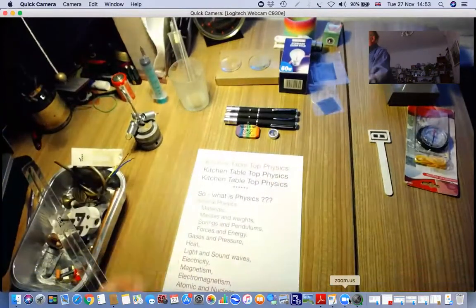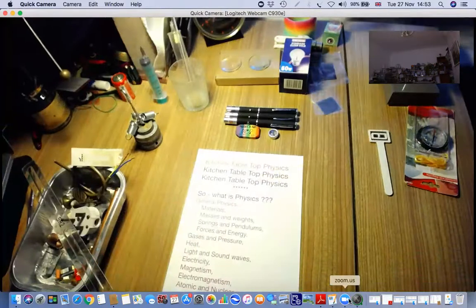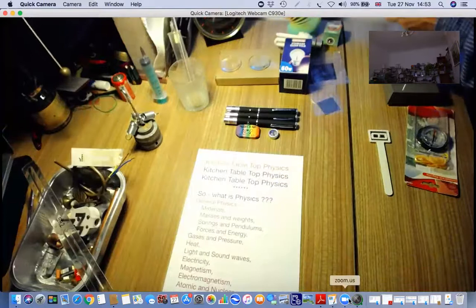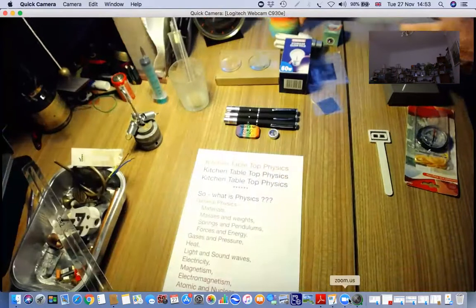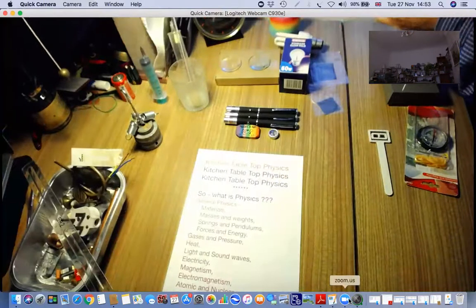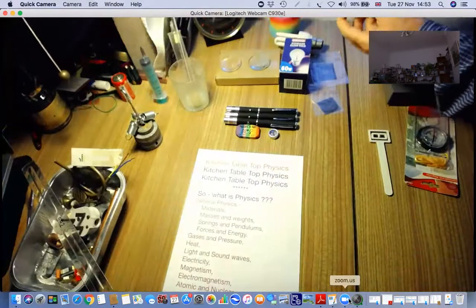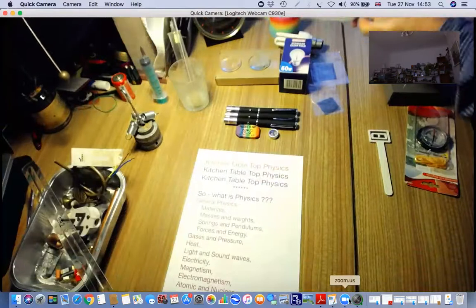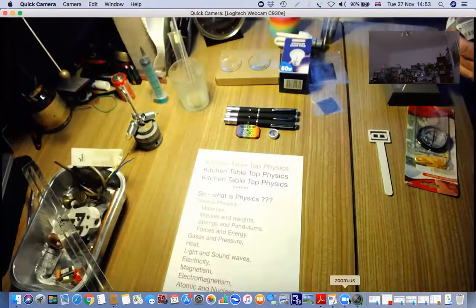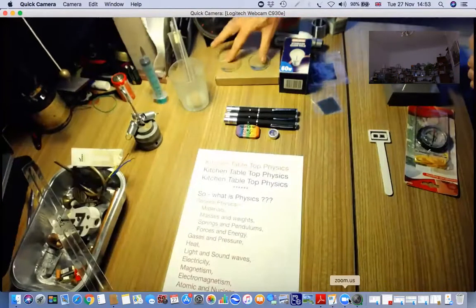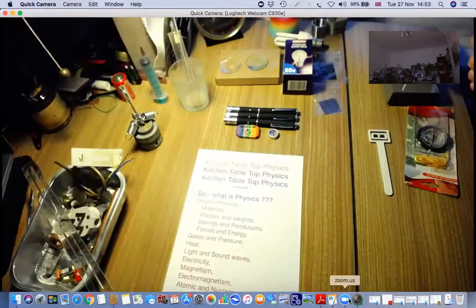Light and sound waves. Well, back here, if I go around this way, we've got this fellow. This guy here is a slinky for showing waves, and there's a little metal one which I bought up Whitton High Street, in a shop called Papillon, for those of you who know Whitton. There's a little beauty here. So we've got waves, we've got light waves.